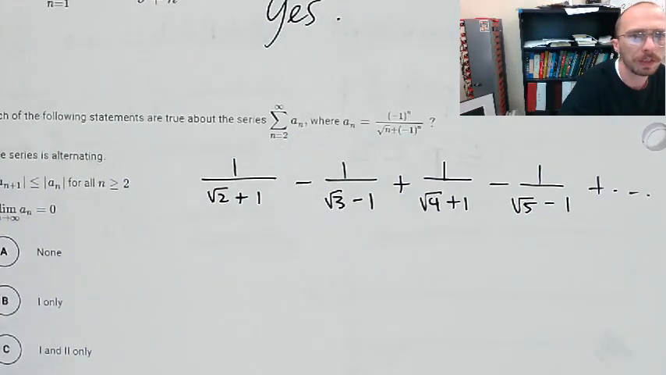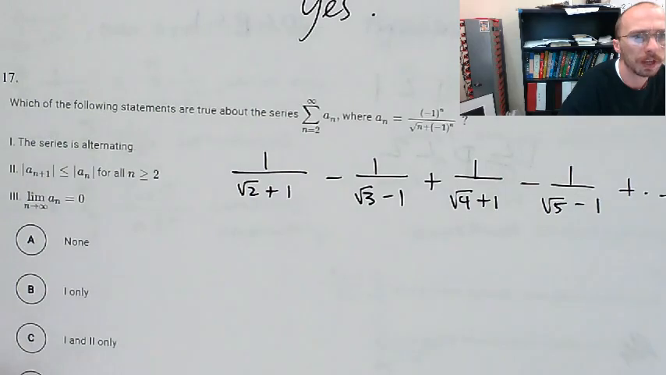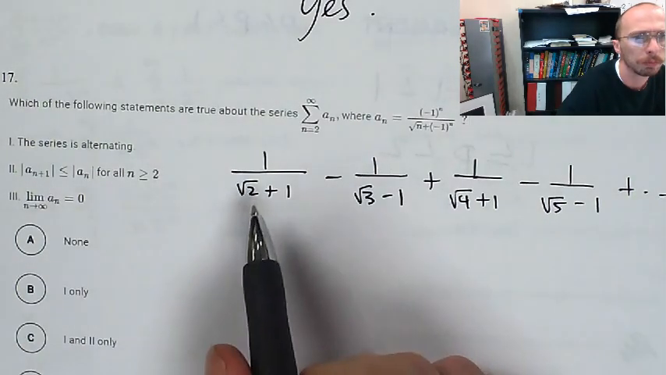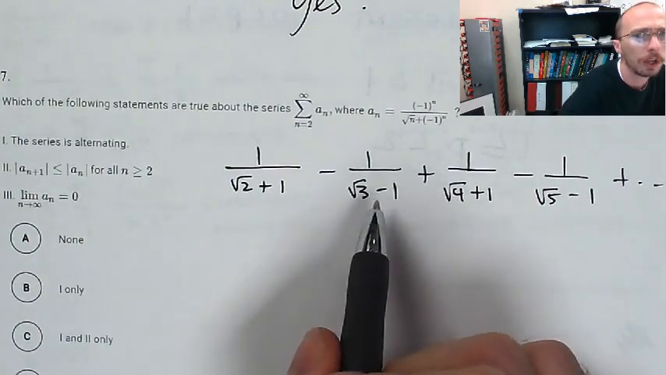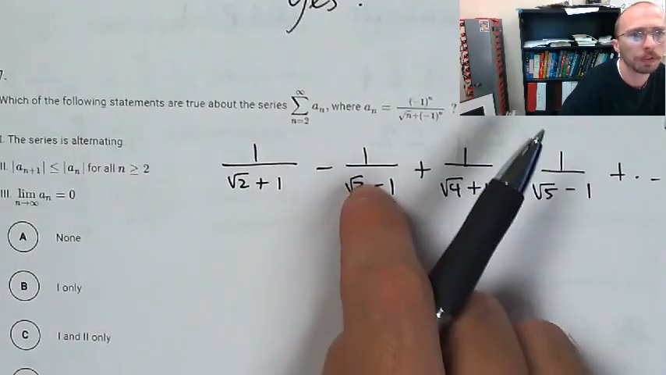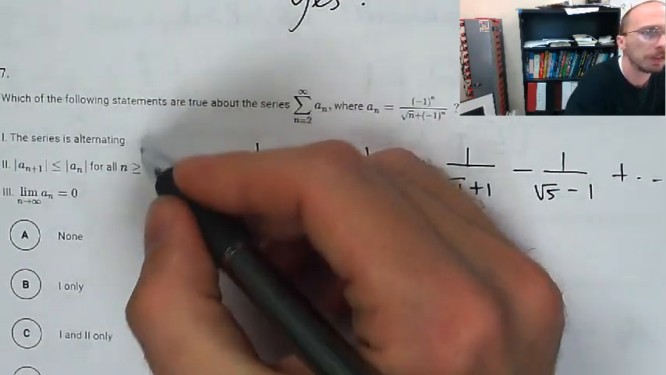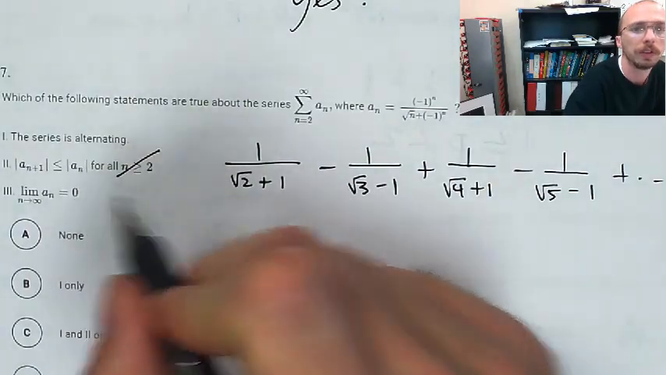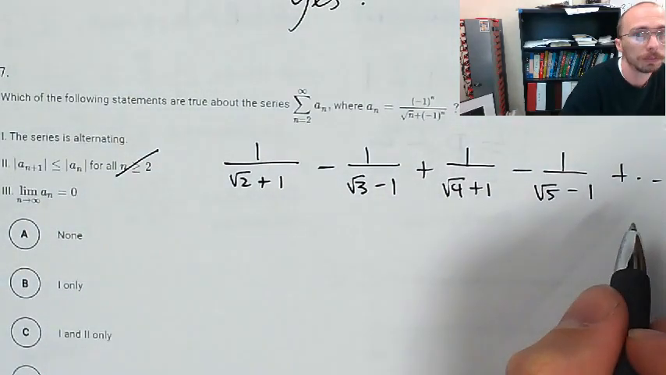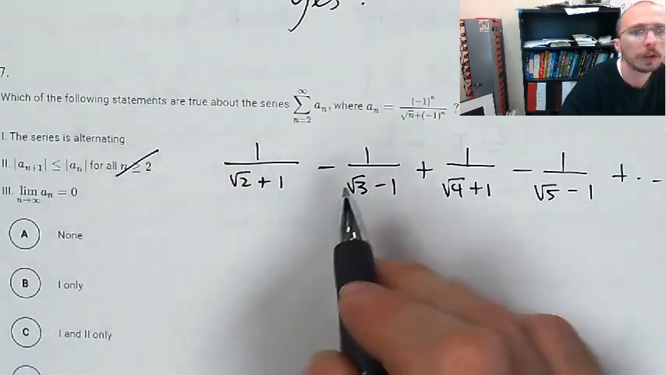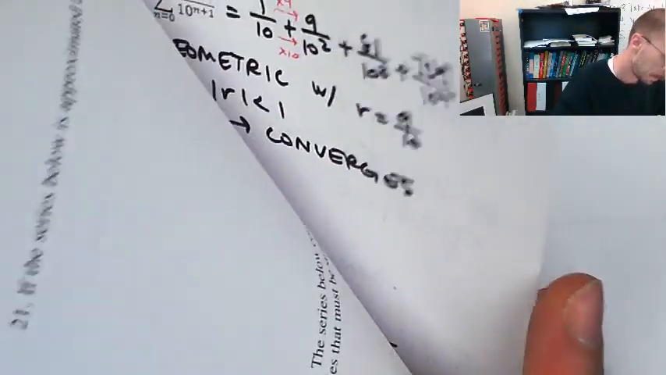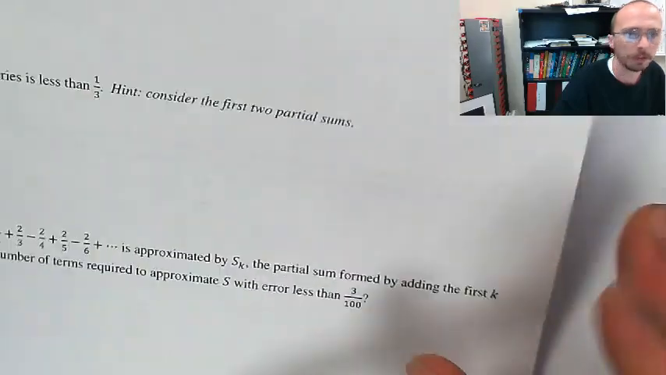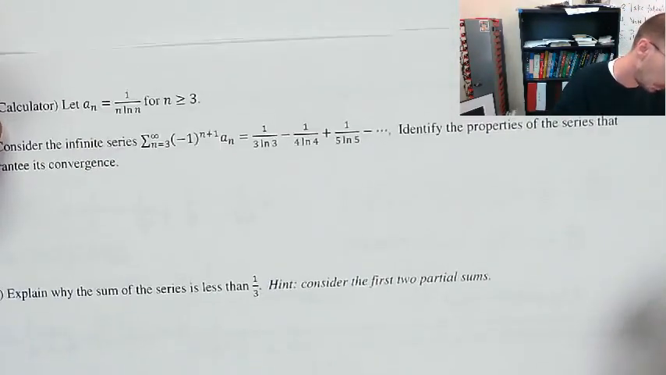I don't think that these terms are decreasing in absolute value. Pretty sure that root 3 minus 1 is smaller than root 2 plus 1, so this term would be bigger than that term. So that's just not going to be true. The limit of the terms is definitely 0 because the denominator is growing. Not very fast, but that is true. And the series is alternating also, so it's going to be 1 and 3 only. Right, I got 2 more pages. I guess I'm going to be able to probably finish this.